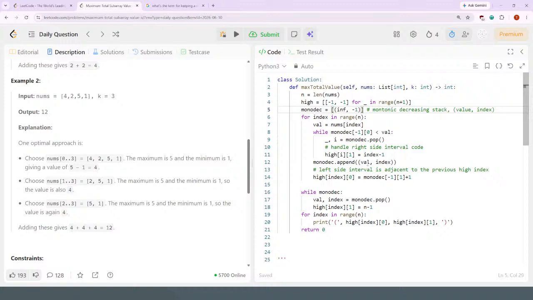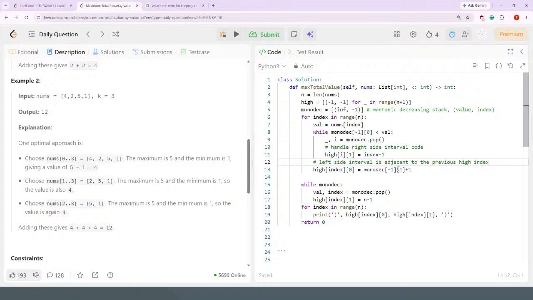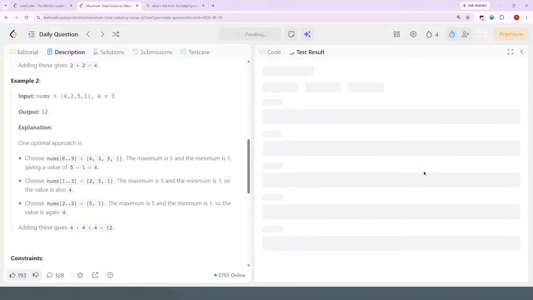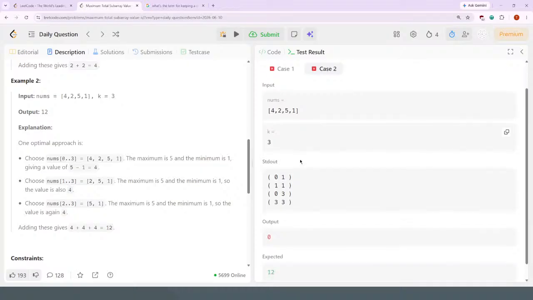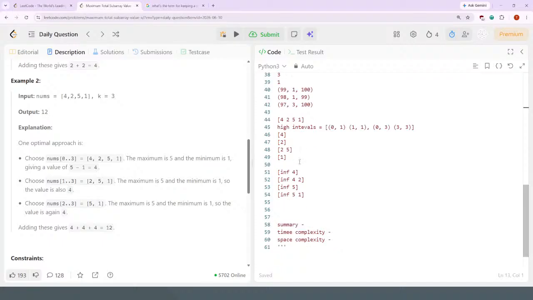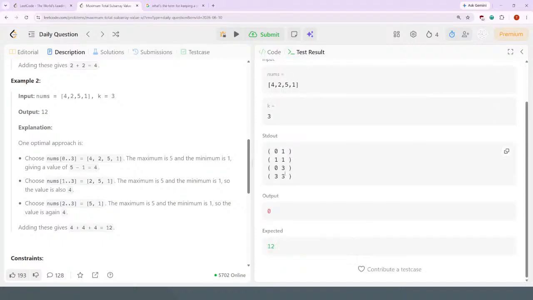And it should have set the left side of it to be, oh, whoops, this is the wrong order. Is that right? 0, 1, 1, 1, 0, 3, 3, 3. Okay, all right, that is correct. That is the intervals where each number is the highest.